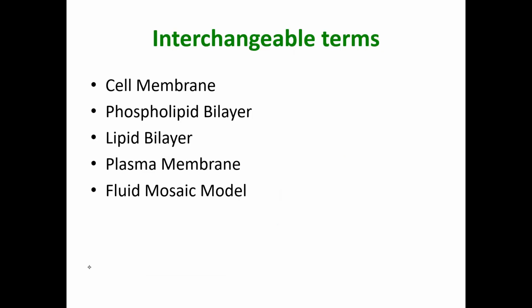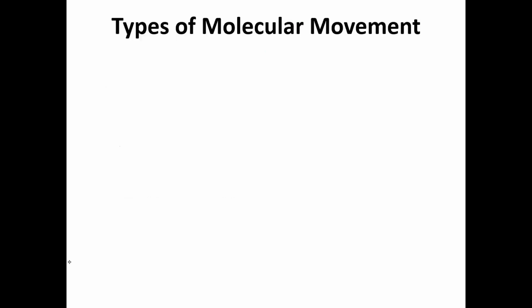And then the next one is the fluid mosaic model. When we say fluid mosaic model, it's a model that talks about the nature of the membrane. Generally the membrane is fluid in nature, and some of the lipids, some of the components of the membrane, move from one point to another because of the fluid nature of the cell membrane.